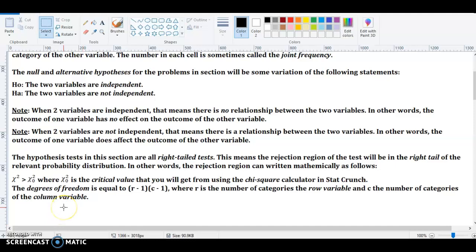In some of the problems, it will ask you for the degrees of freedom. The degrees of freedom is equal to (r minus 1) multiplied by (c minus 1), where r is the number of categories of the row variable, and c is the number of categories of the column variable.